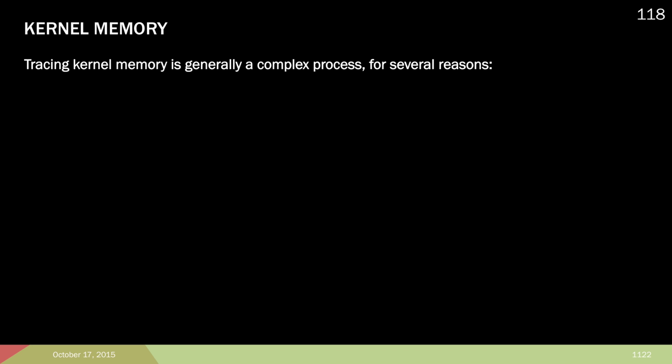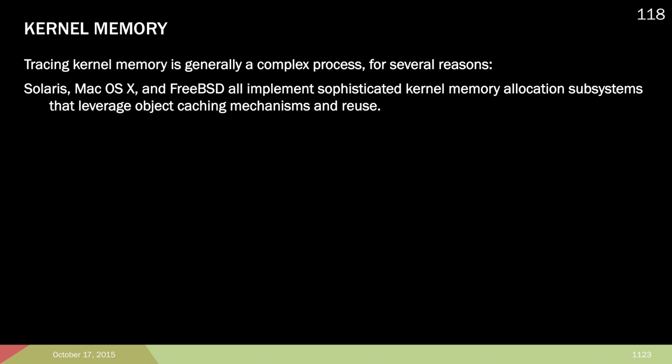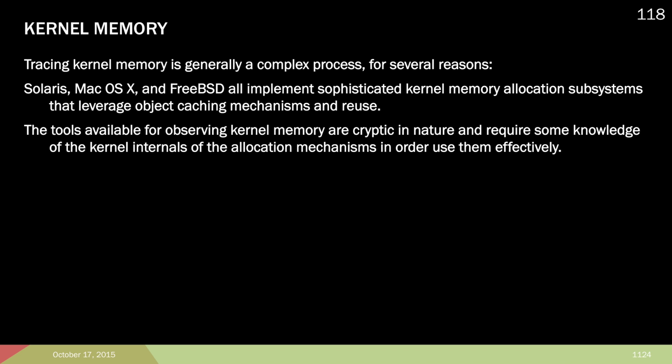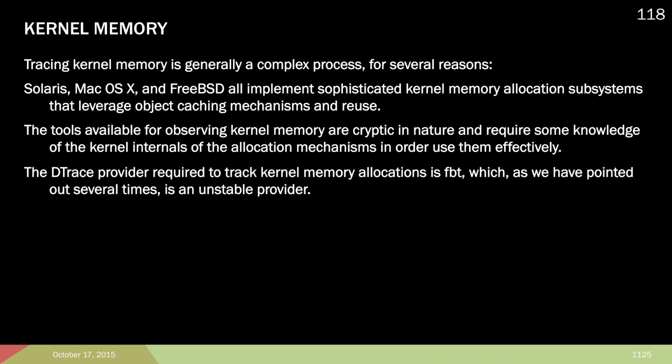Tracing kernel memory is generally a complex process for several reasons. Solaris, MacOS X, and FreeBSD all implement sophisticated kernel memory allocation subsystems that leverage object caching mechanisms and reuse. The tools available for observing kernel memory are cryptic in nature and require some knowledge of the kernel internals of the allocation mechanisms in order to use them effectively.